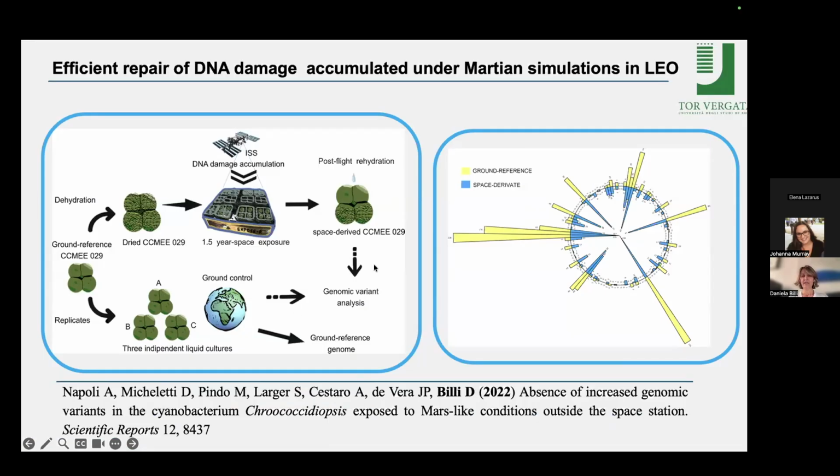And we saw that the genome sequence of the space-derived strain had really the same mutations as the ground reference, meaning that the accumulated damage was actually repaired properly and there was no increase in the rate of mutation that you can find by comparing independent samples of your reference strain.